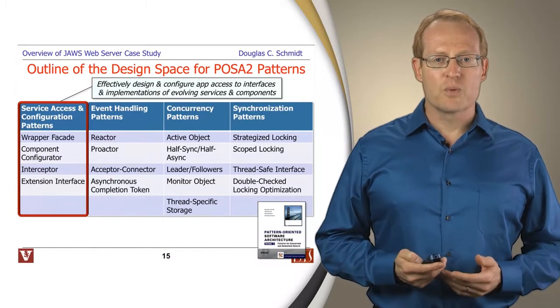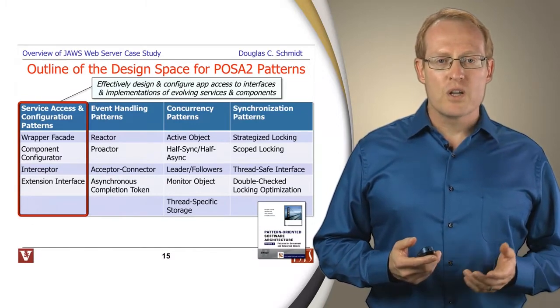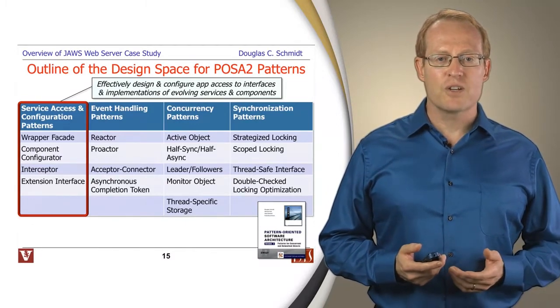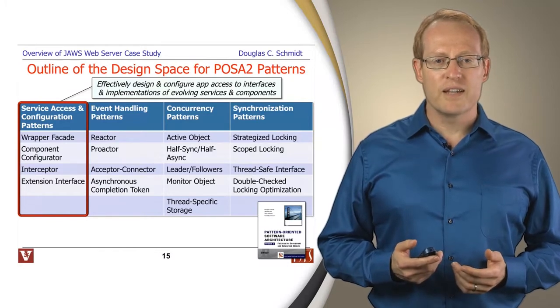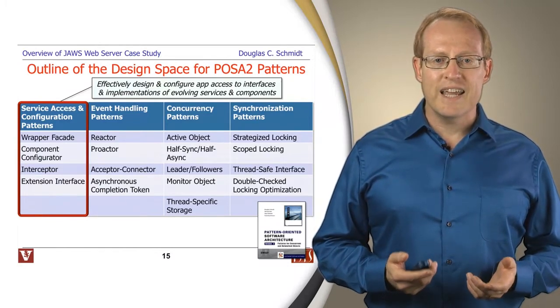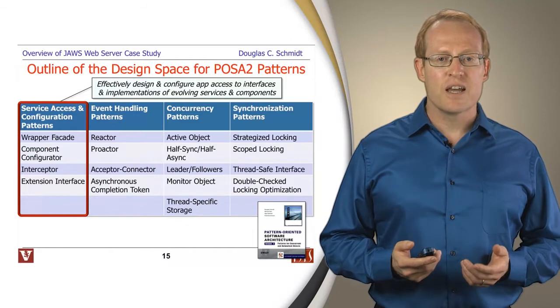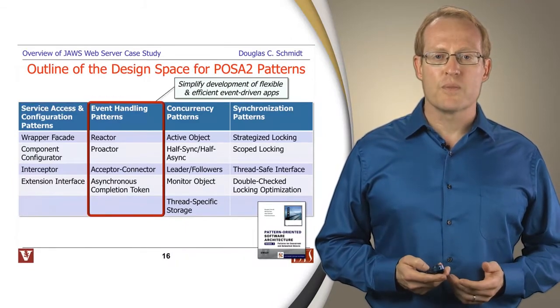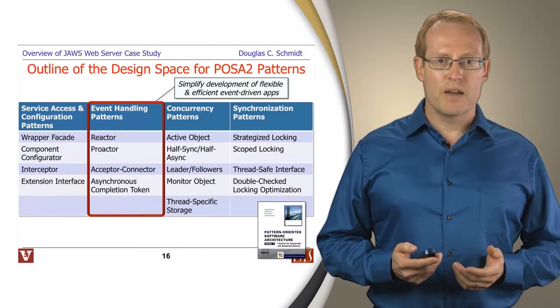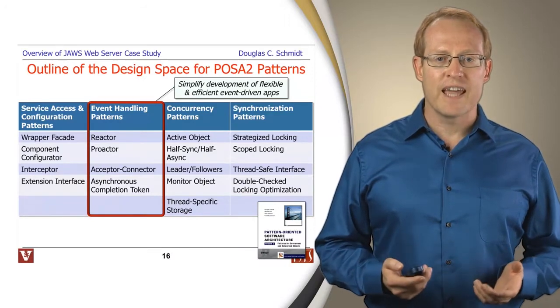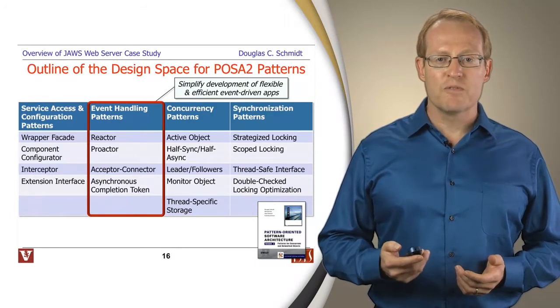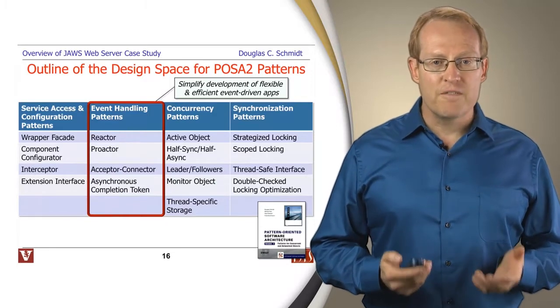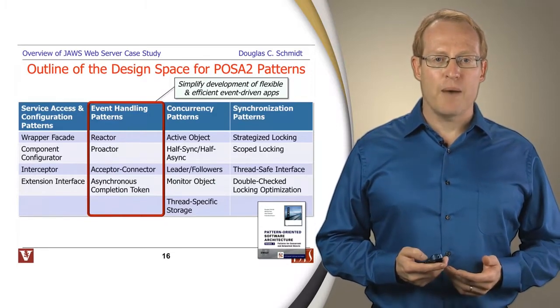The first set of patterns we'll talk about can be grouped into service, access, and configuration. These patterns are intended to effectively design and configure application access to interfaces and implementations of evolving services and components. We'll also talk about a number of patterns related to event handling, which is intended to simplify the development of flexible and efficient event-driven apps.